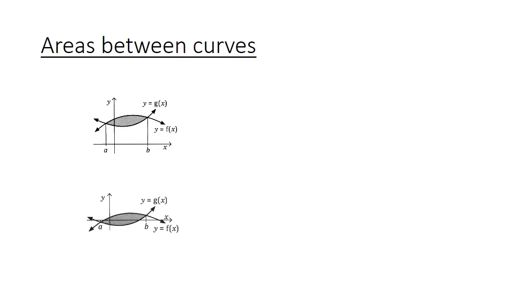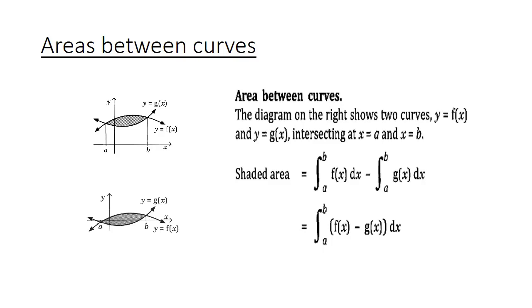So the shaded area can be calculated by finding the definite integral of f(x) minus g(x) from a to b with respect to x. Please take note that we use the function above the area minus the function below the area.